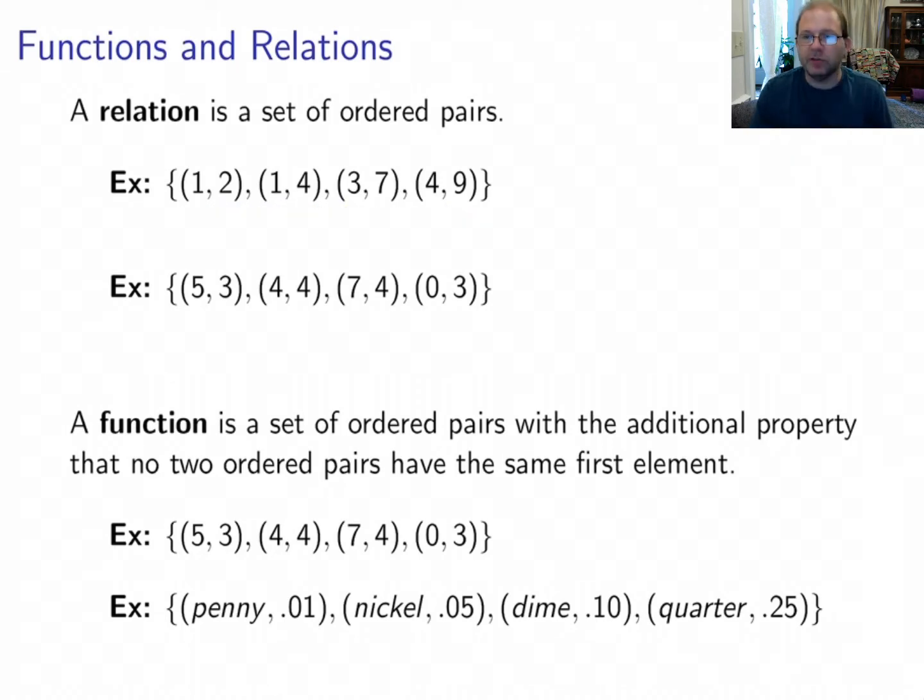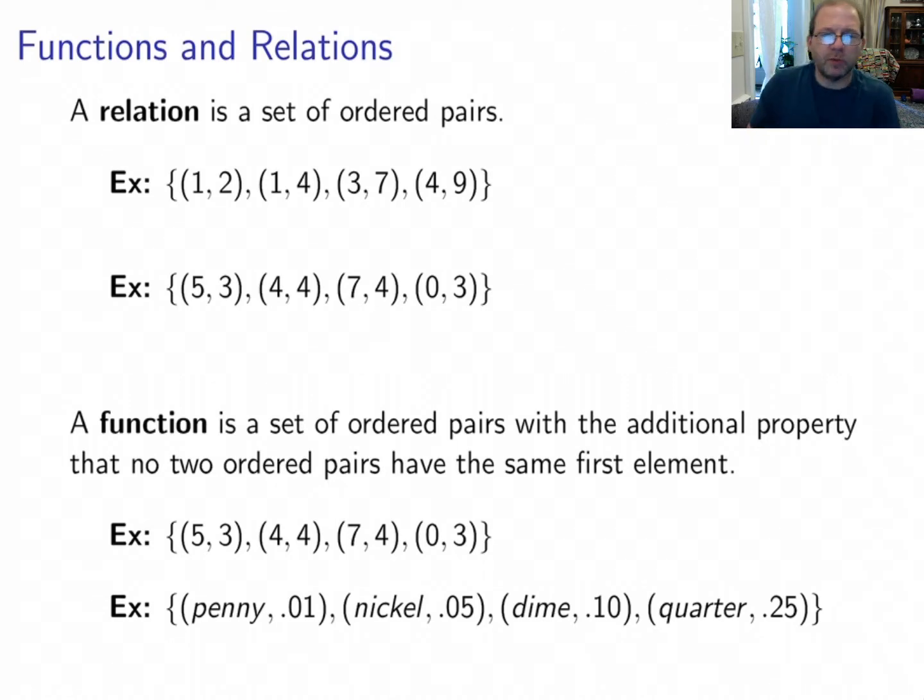Now a function is a set of ordered pairs that has the additional property that no two ordered pairs have the same first element. So I've got two examples here. And the important thing is, in this one we have 5, 4, 7, and 0. None of those have the same first element, so that's a function. Same thing going on down here. Penny, nickel, dime, quarter. None of those are the same, so that one's a function.